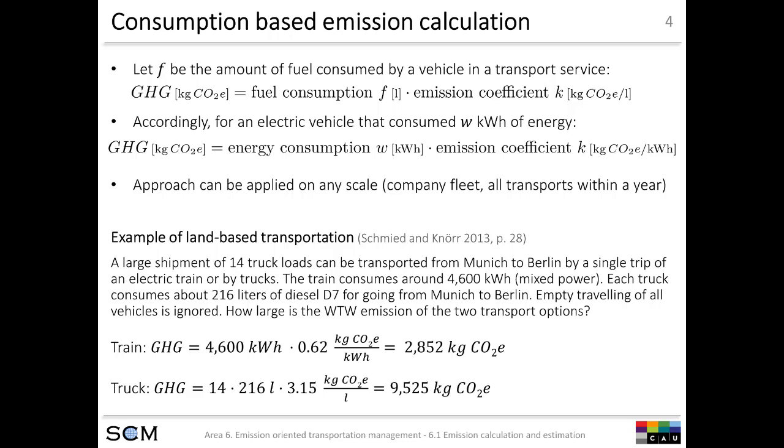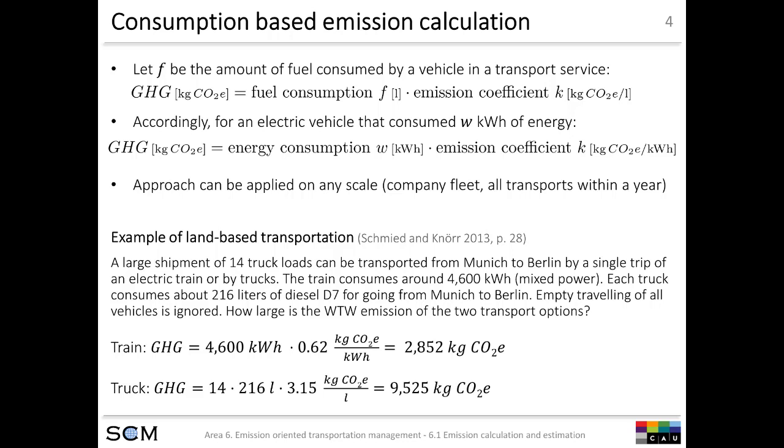For the train, we simply multiply the 4,600 kilowatt hours by 0.62 kilogram of carbon dioxide equivalents per kilowatt hour, which results in approximately 3 tons of carbon dioxide equivalent. Note that the coefficient 0.62 is the well-to-wheel emission of mixed power for our example in Germany.